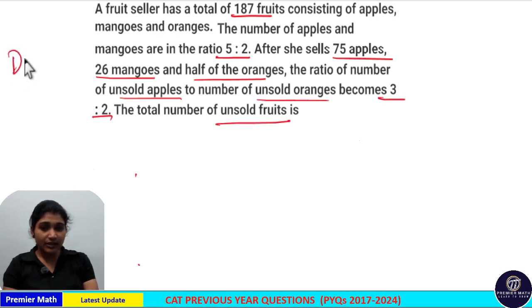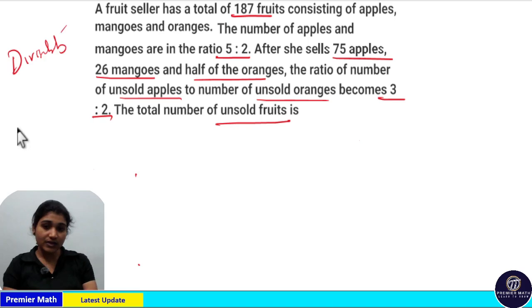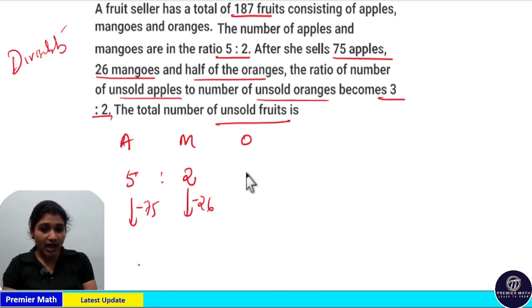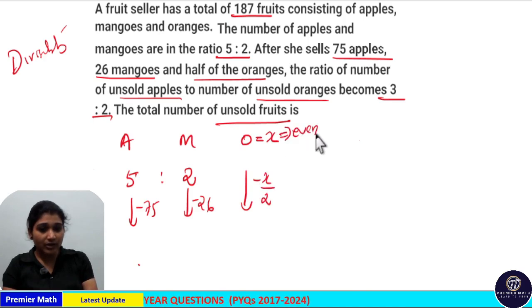Here, this is a divisibility question. Now, we have apples, mangoes, and oranges. Initially, the number of apples and mangoes were in the ratio of 5:2. And after she sold 75 apples, 26 mangoes, and half of the oranges. If I take X as the initial number of oranges, then she sold X by 2 oranges, that is half of it. Which means X should be an even number, then only we can take half of it. Now, after she sold, the ratio of unsold apples to unsold oranges becomes 3:2.